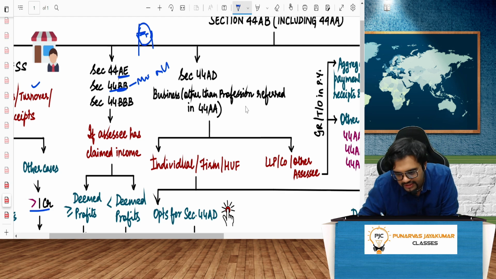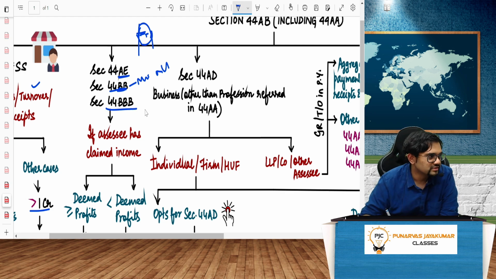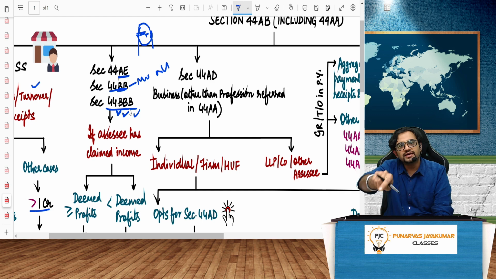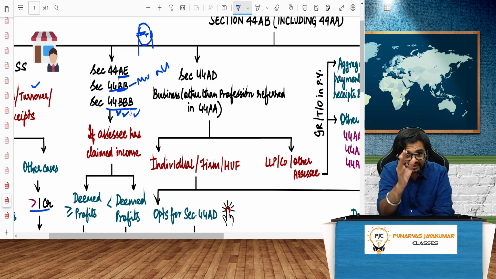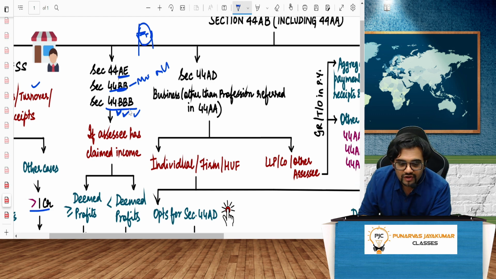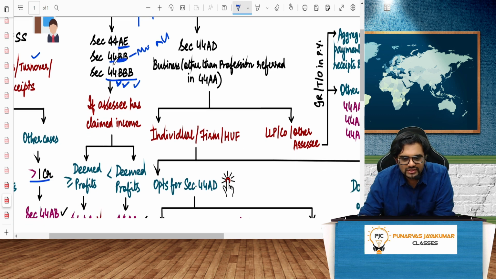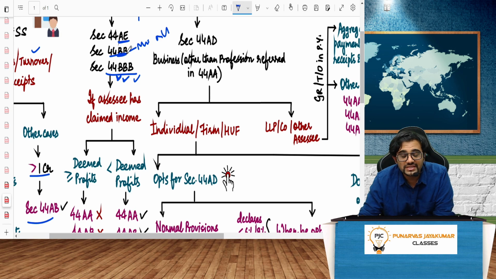Did you understand? Yes. So 44BBB is what? Big shot Bachchan. Correct? Big B, big shot. Big B is called big B only, right? Big B, big shot, turning the key. So stupid it is, but it actually will be remembered. Correct? So 44BBB is what, guys? Turnkey projects.